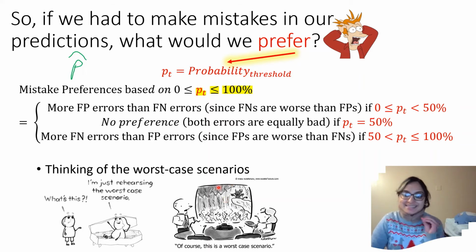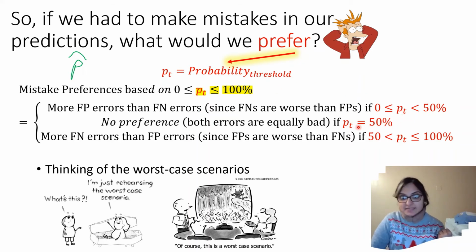So let's see what the threshold tells you, what your preferences tell you. A probability threshold can be between 0 and 1, or 0 and 100%. If your threshold probability is greater than or equal to 0 but less than 50%, you would rather have more false positive errors than false negative errors, since false negatives are much worse than false positives in your opinion. If you had to make mistakes, you would prefer them to be false positives instead of false negatives.